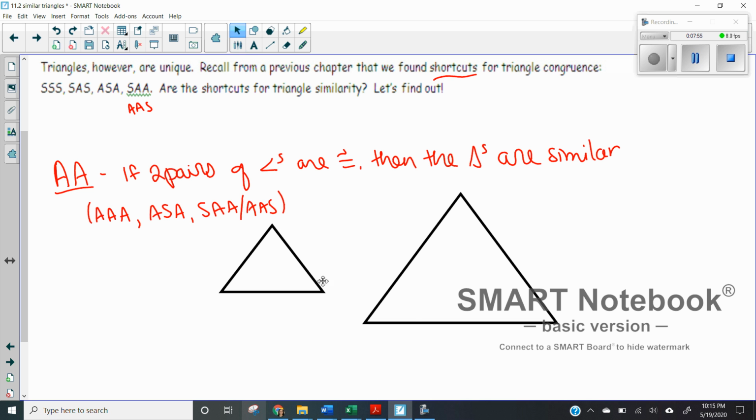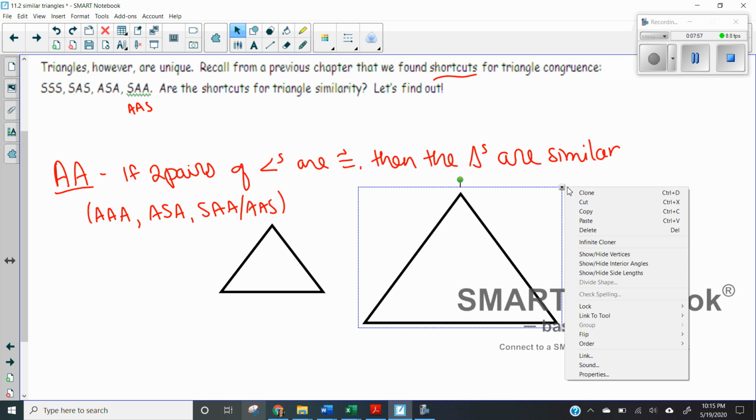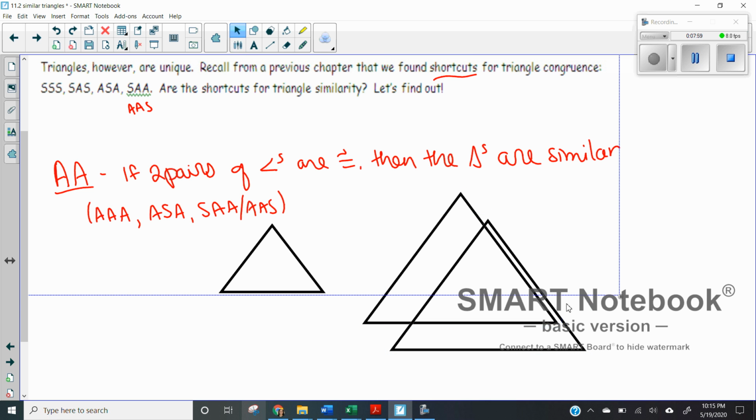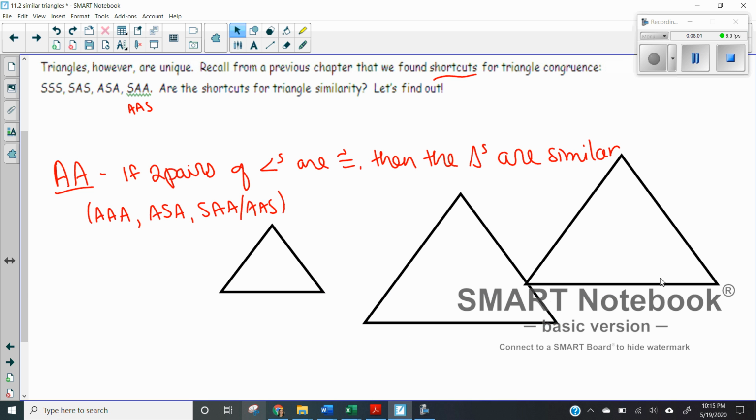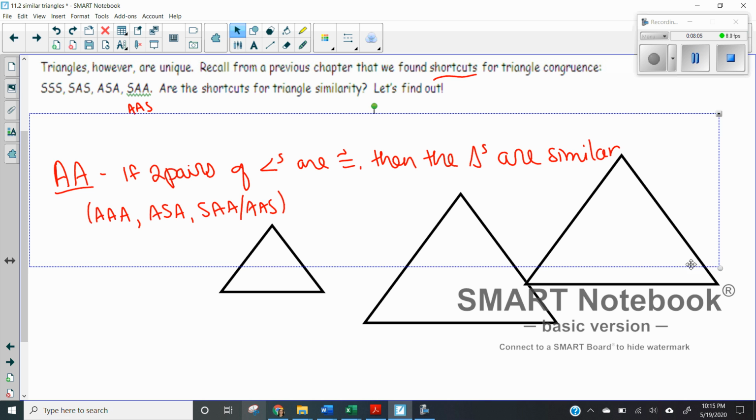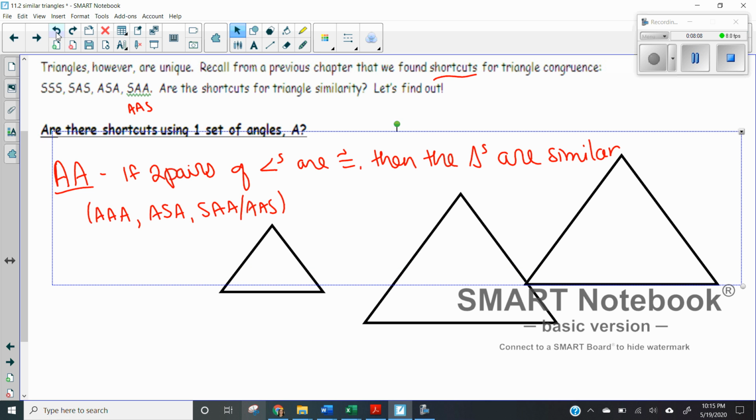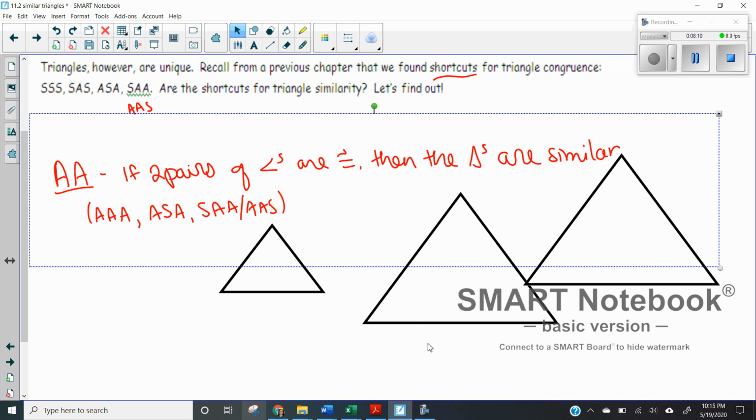Now, here's what does not work here. Let me make another copy. And you can see why the 2 angles are sufficient. So let me see if I can stretch this one. Oh, sorry, I'm having trouble here. Get back there.